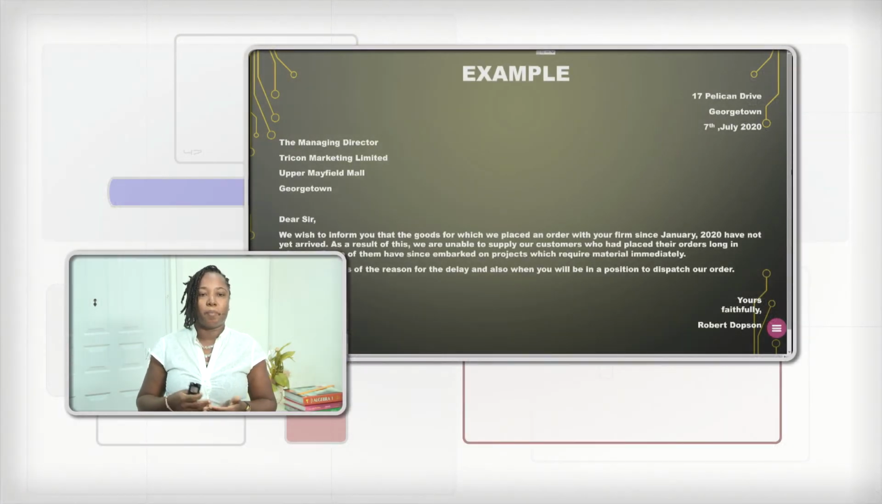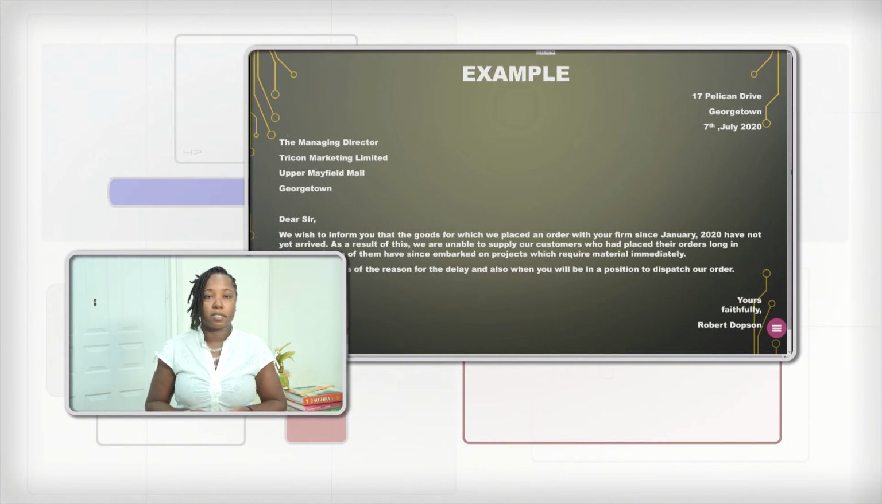Here we have the person complaining about goods which they had ordered since way in advance, but to date it hasn't arrived, and they talk about how it has affected their customers. So although this is a huge setback for them, they're still very formal and their tone is still very soft. It really doesn't show that they are upset to the extent of filing a lawsuit or anything of the sort as yet, but yet still they're concerned enough to ask for an explanation.